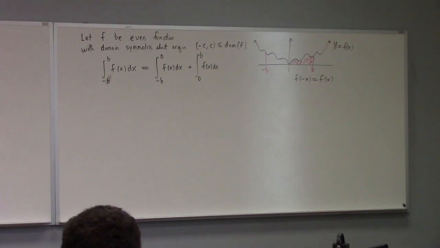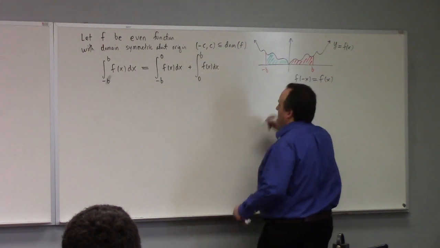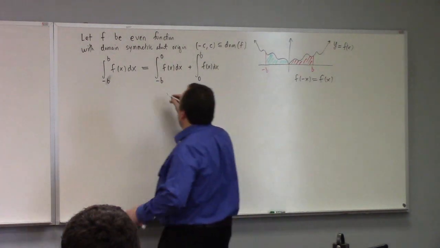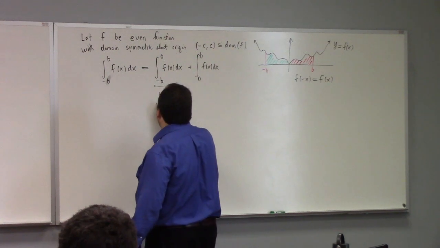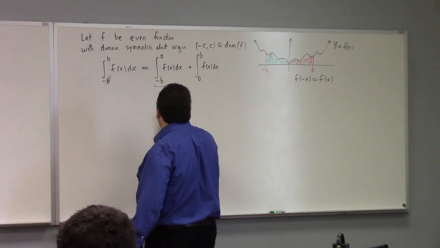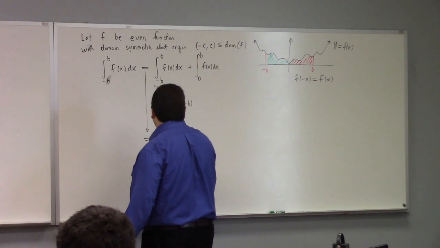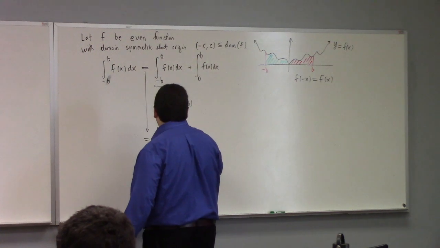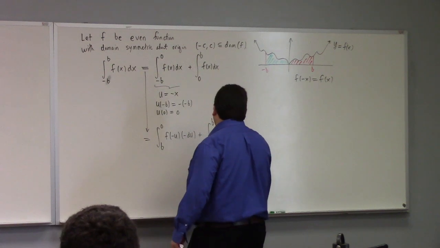Let's work it out with a u substitution. What substitution can I make here? So what I'm going to do is I'm going to let u equal to minus x. If I do that, then u of minus b is equal to minus minus b, and u of 0 is equal to 0. So this becomes the integral from b to 0 of f of minus u times minus du plus the integral from 0 to b of f of x dx.